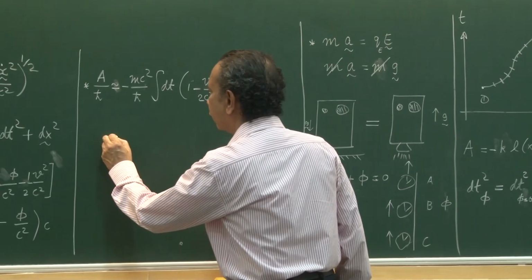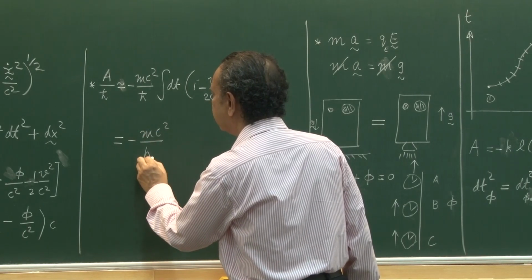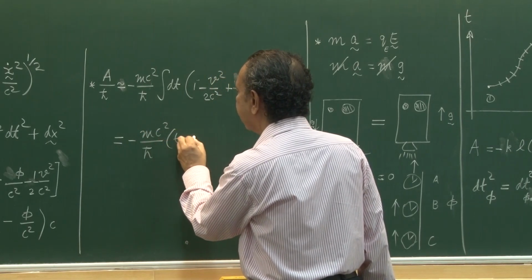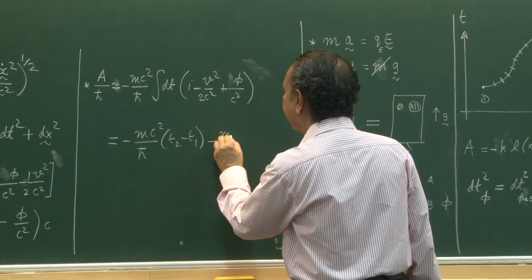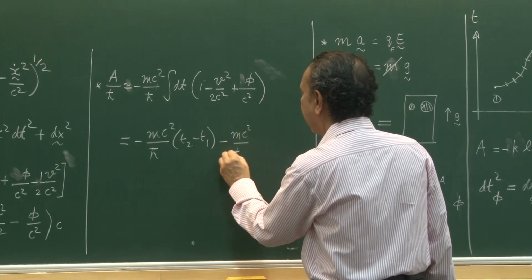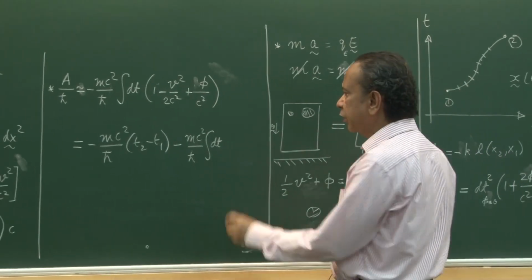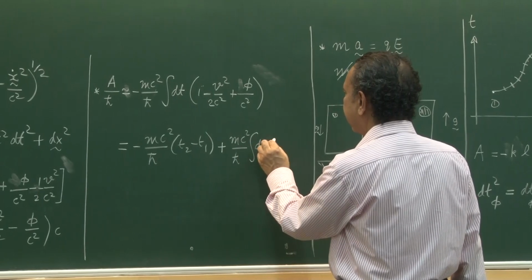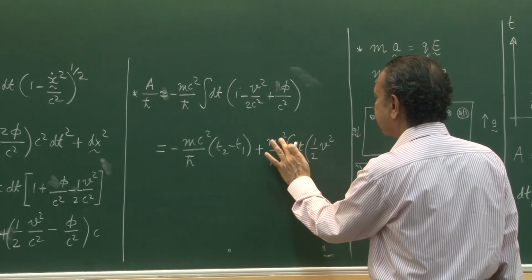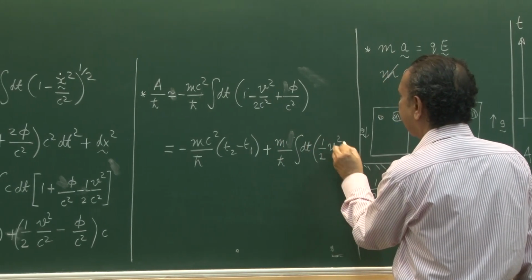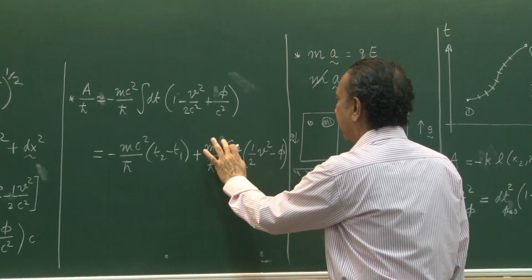So, now this is going to become again minus mc square by h cross times T2 minus T1 as the first term. Then I will have minus mc square by h cross integral over dt in the second term. So, I am going to flip the sign, so that in the second term I have a half v square by c square, that c square cancels with this, and then I have a phi by c square that cancels with this. So, this is what you get.